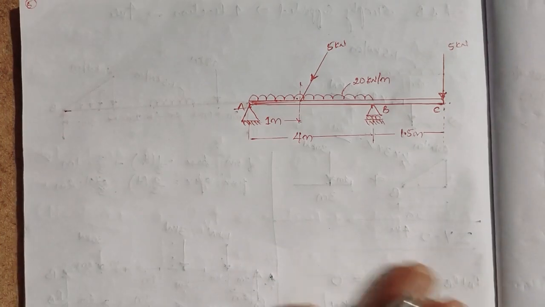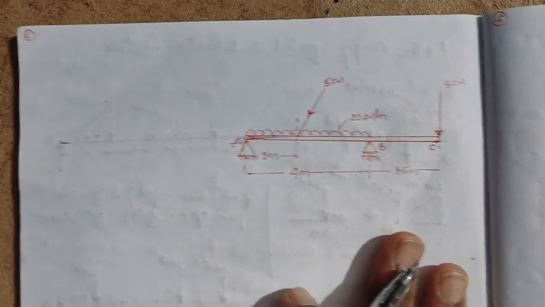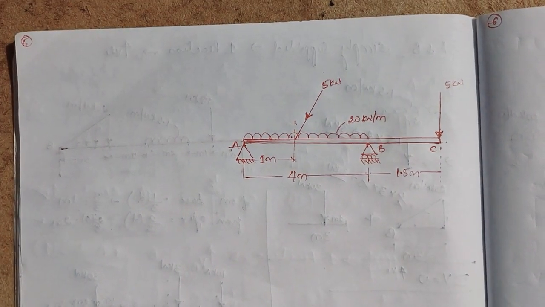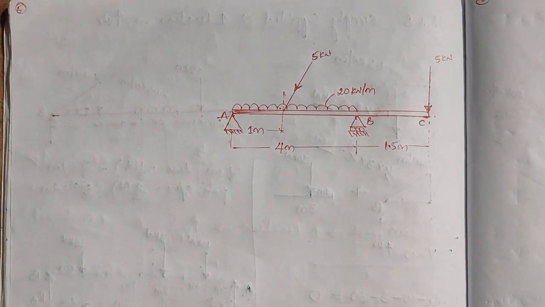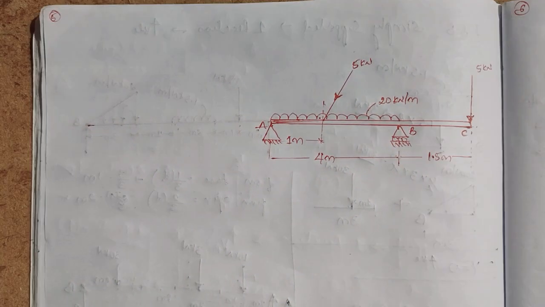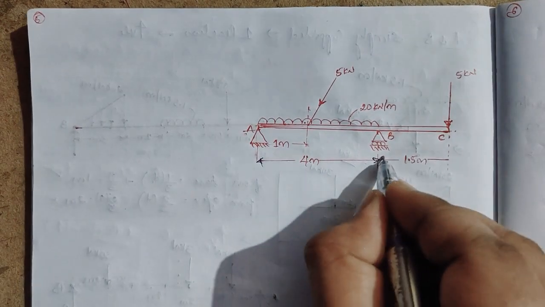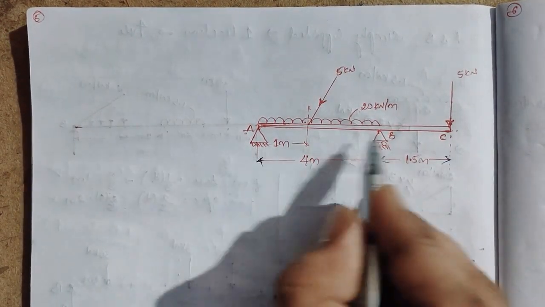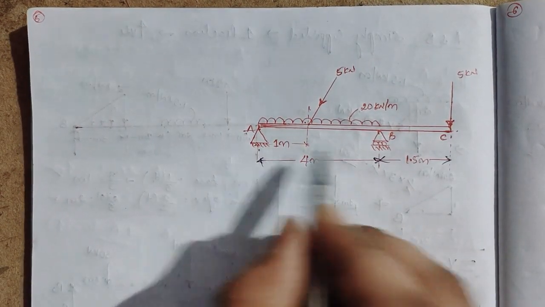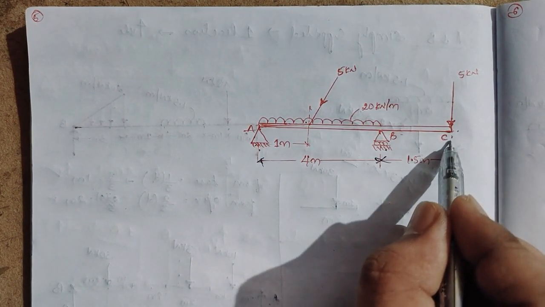So I have already written the questions so that we shouldn't waste our time. So now we come here. It is an overhanging beam, as you can see. So the distance is, this is 4 meter and this is 1.5 meter. At A and B, what is there? There is a hinge force, here there is a roller, and then this beam is overhanging up to C.